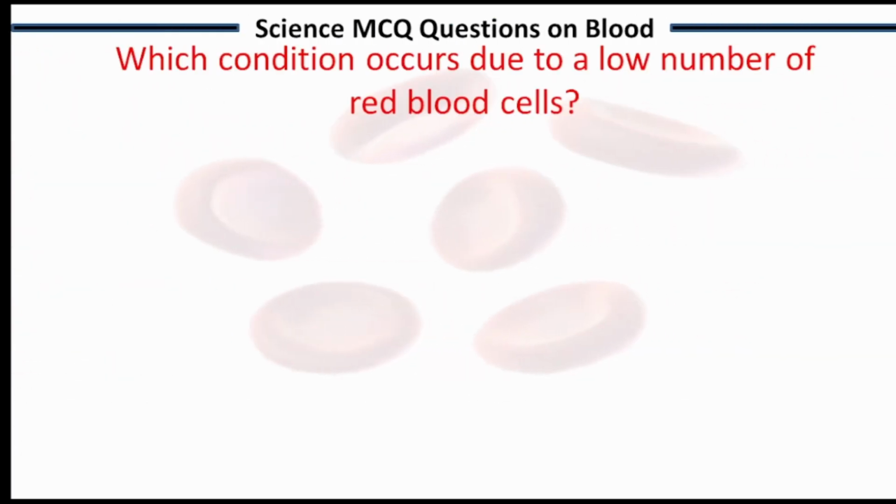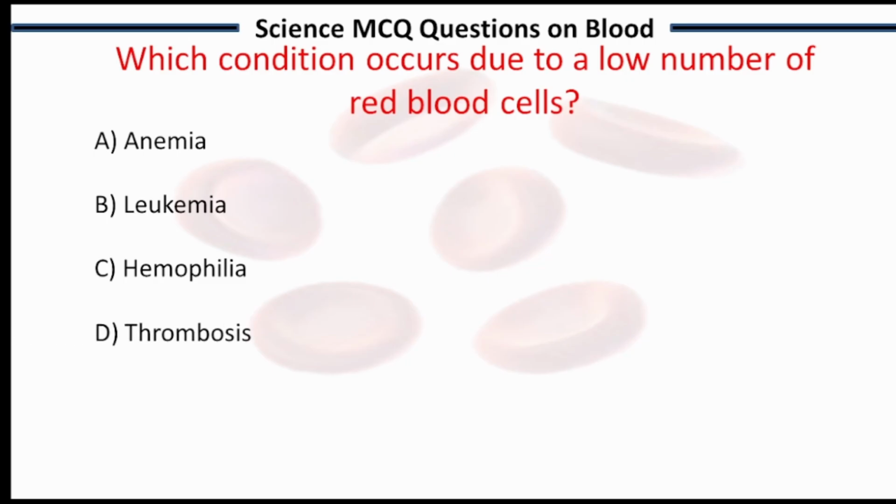Which condition occurs due to a low number of red blood cells? A. Anemia, B. Leukemia, C. Hemophilia, D. Thrombosis.